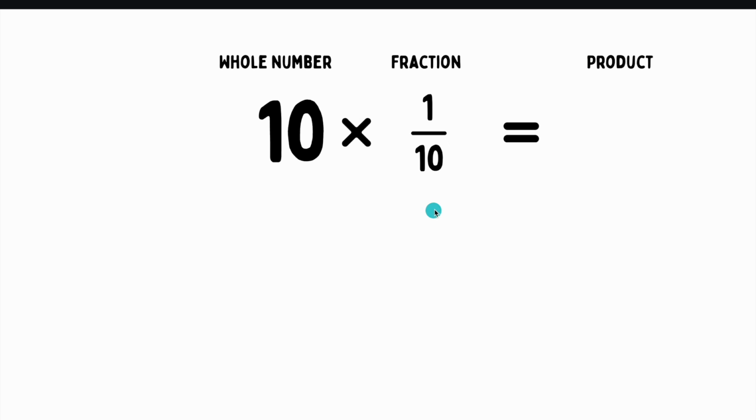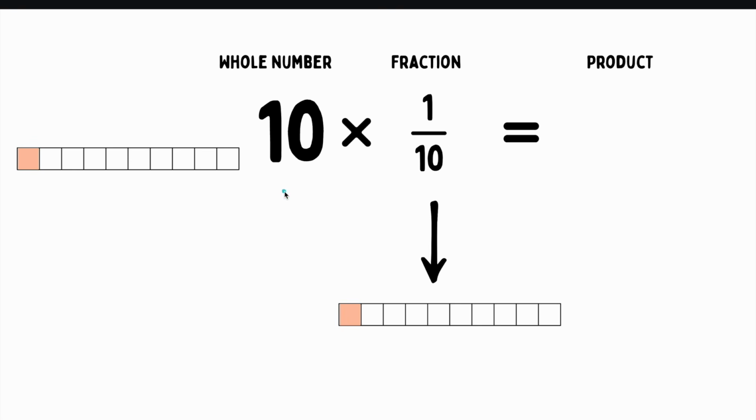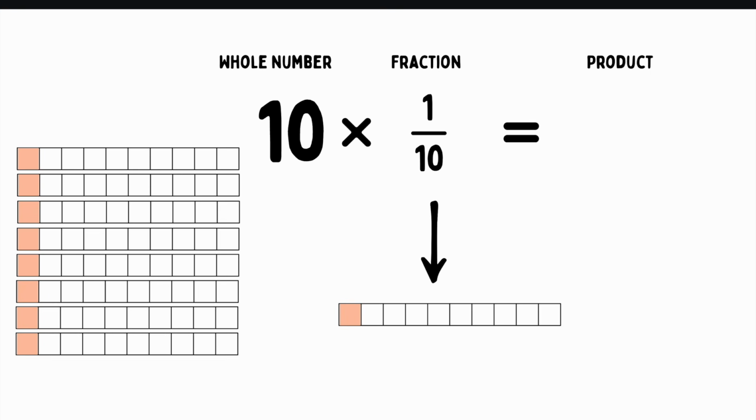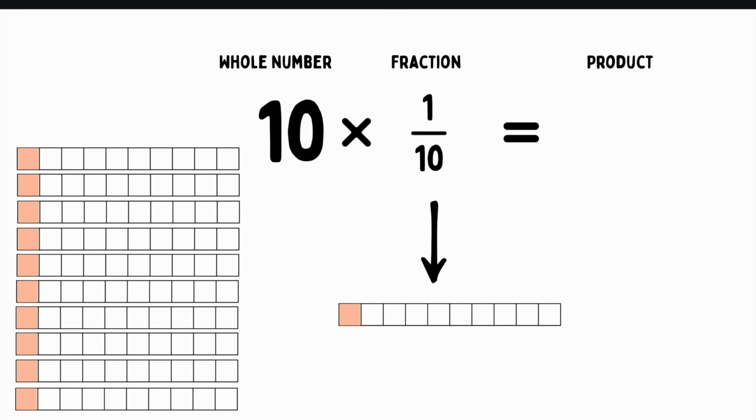10 times 1/10. The 10 is the whole number, the fraction is 1/10, and we will find the product. Let's start by showing 1/10. We have 1 part out of 10 equal parts. We need to multiply that 10 times. 1 time, 2, 3, 4, 5, 6, 7, 8, 9, 10. We did 1/10 10 times.